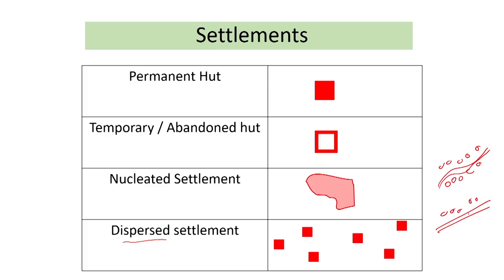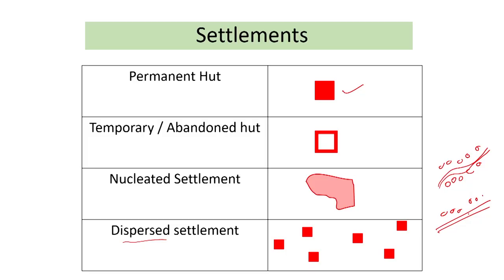That linear pattern of settlement again may be nucleated or dispersed. Anyhow, a permanent hut, a single hut: in the topo sheet of a forest, here and there, hardly some settlement. On an average, in 1 square kilometer you can find one house, one hut. That hut can be denoted like this, a red color square box. A temporary abandoned hut will be denoted like this, a hollow red square.